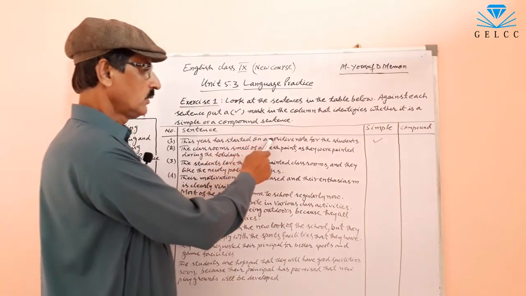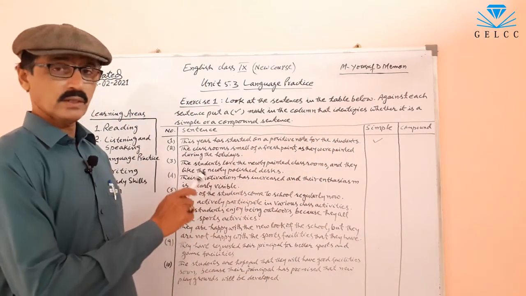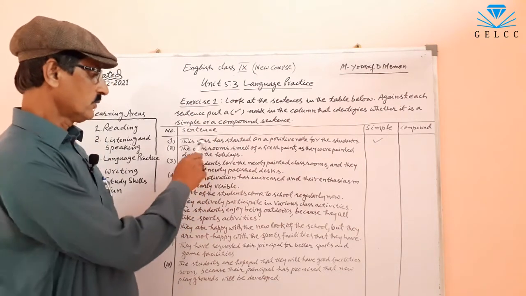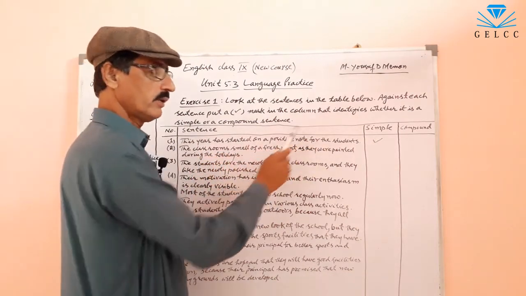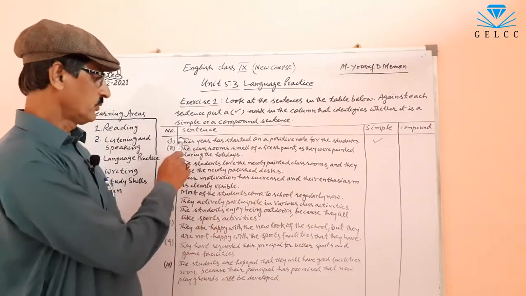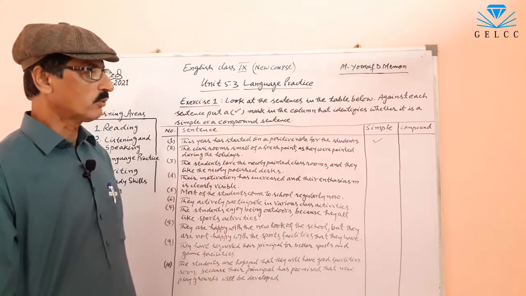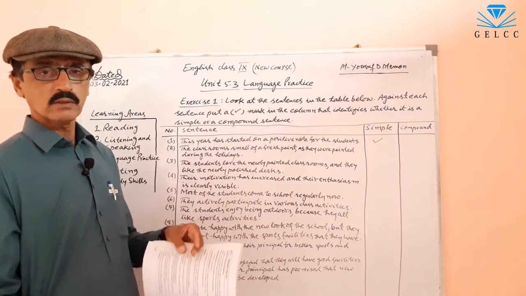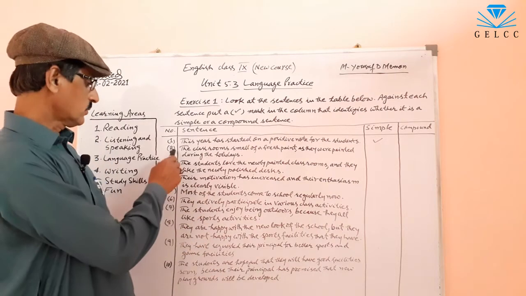Has started on a positive note for the students, it is the predicate. Predicate consists of a verb and other related words. In this sentence, has is a verb, and all these other related words are related with the verb. So it is the predicate. This year is a subject and has started on a positive note for the students is the predicate. A simple sentence has one subject and one predicate. So it is a simple sentence. And now sentence number 2.